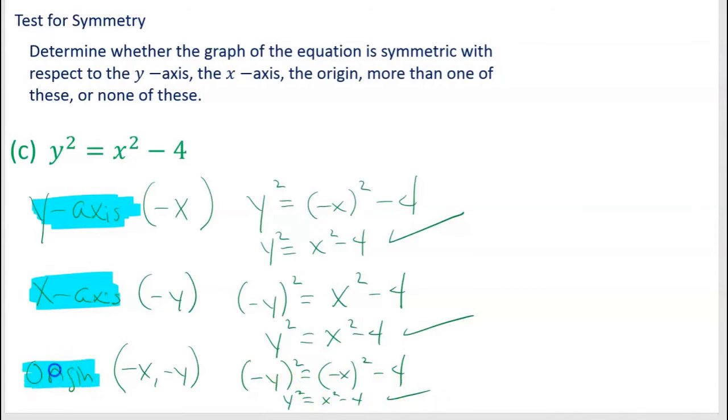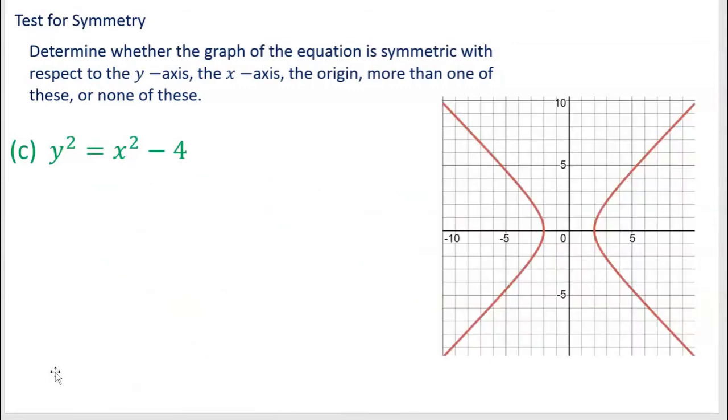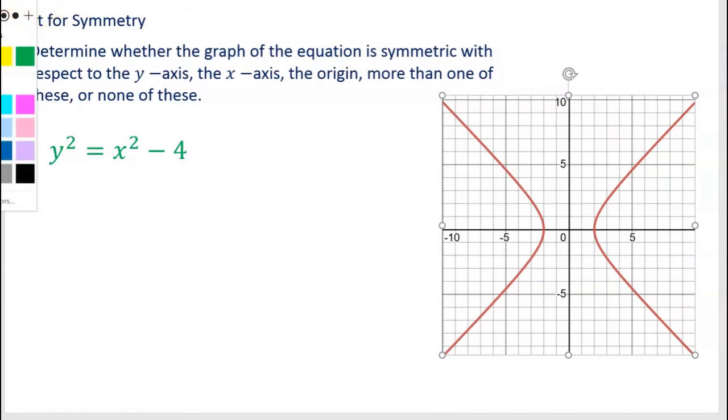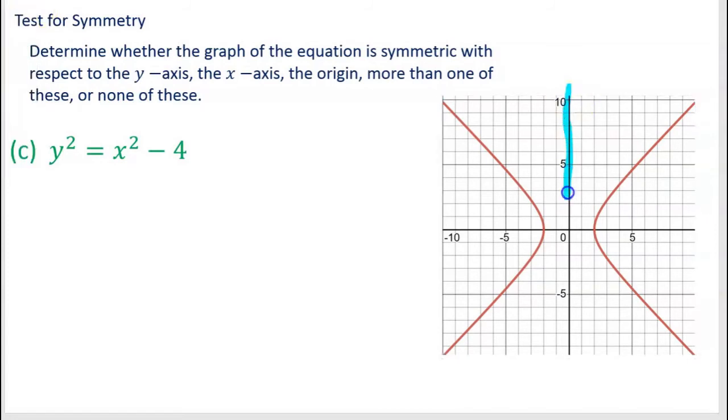Now, what do you think? If a graph has y-axis and x-axis symmetry, would it naturally have origin symmetry also? That's something to think about. Let's look at the graph. There we go. So notice it definitely has y-axis symmetry if we reflect through and not move the graph. If we reflect through the y-axis, we could mirror over and we definitely have symmetry.